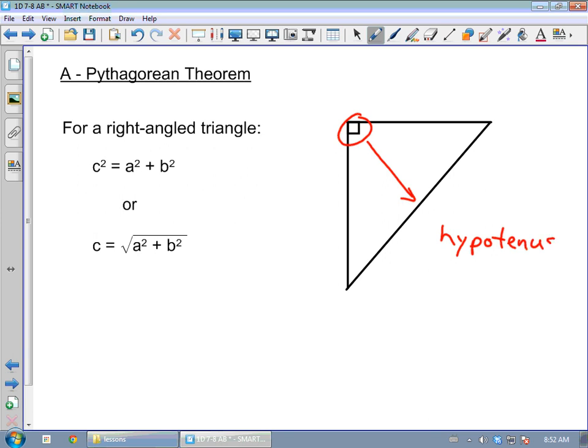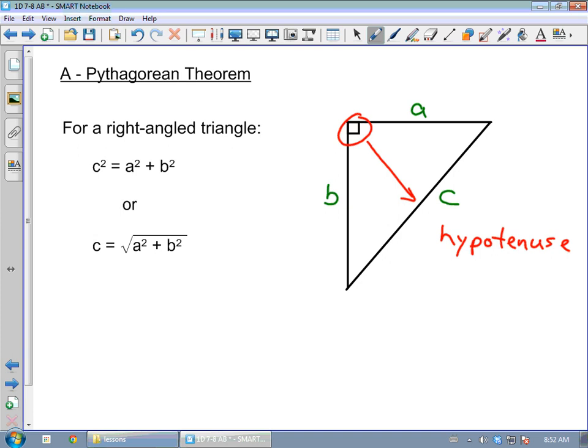I'm going to label it hypotenuse. Once you've found the longest side, it's helpful to label it with a letter. We usually use C for the longest side, and then the other two, shorter sides, we usually label A and B.